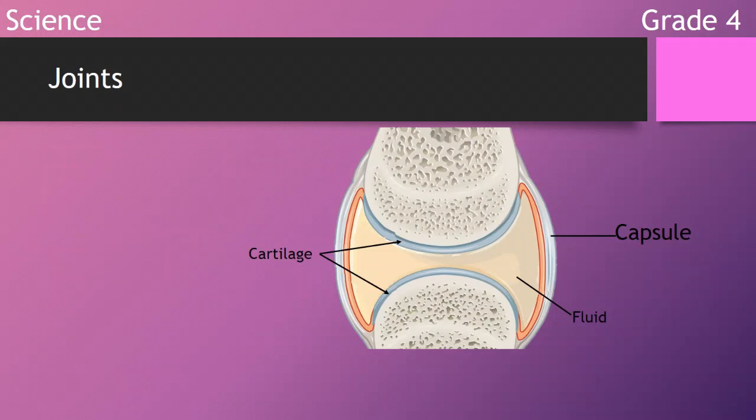Capsule. This is the capsule. The capsule contains two parts, cartilage and fluid. The cartilage is the soft structure between the two bones, and fluid is something like oil inside this capsule. Cartilage and fluid act together to allow the two bones to move easily. Without this capsule, we would have a lot of pain when we move our hands, legs, or fingers.